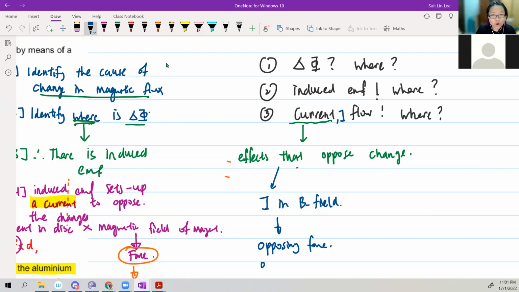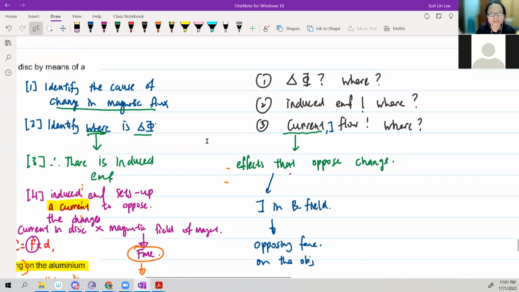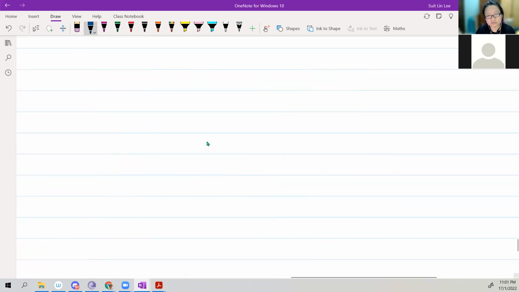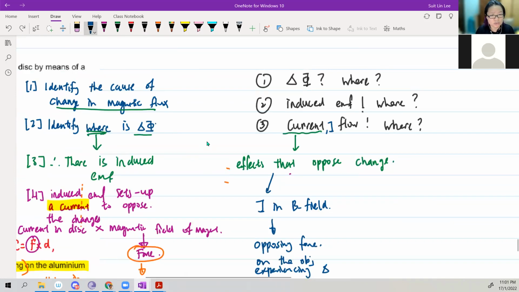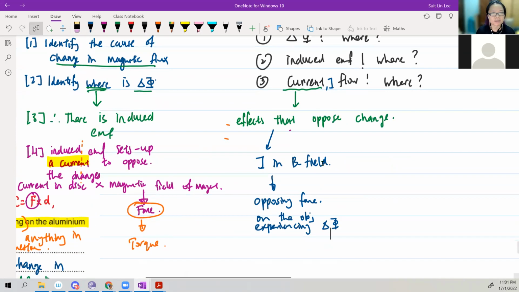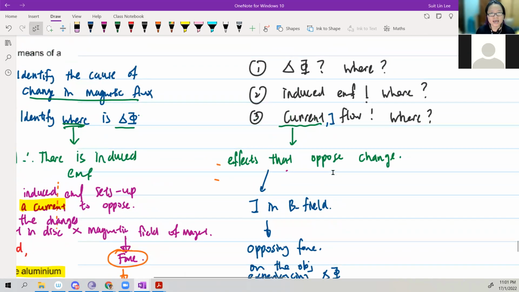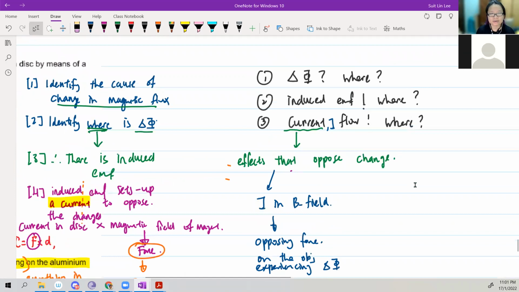On the object experiencing the change in flux. In this case, it's the aluminum disc. On the object experiencing change in flux. Okay, that's the first part. It's there, change in flux, where?